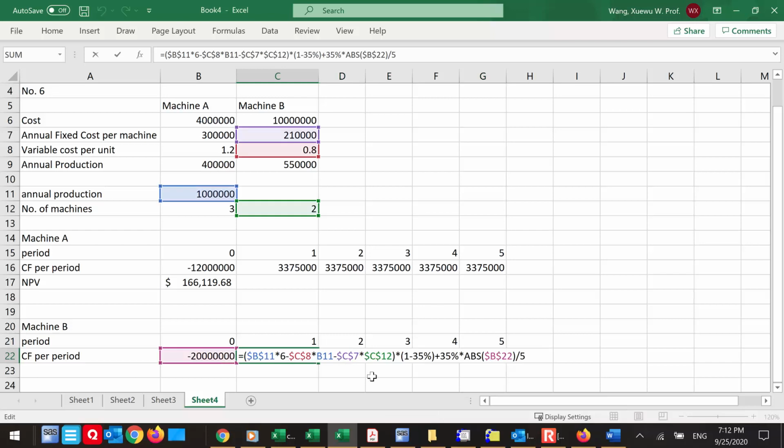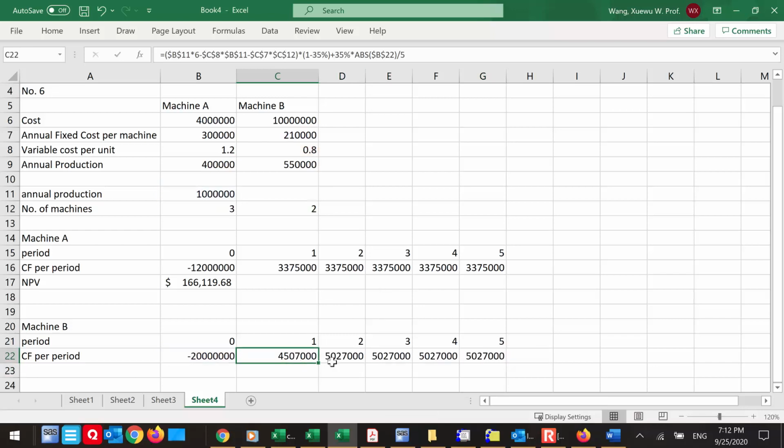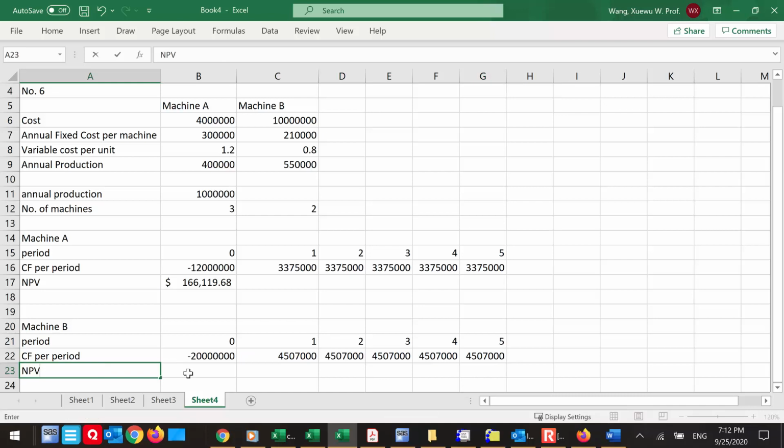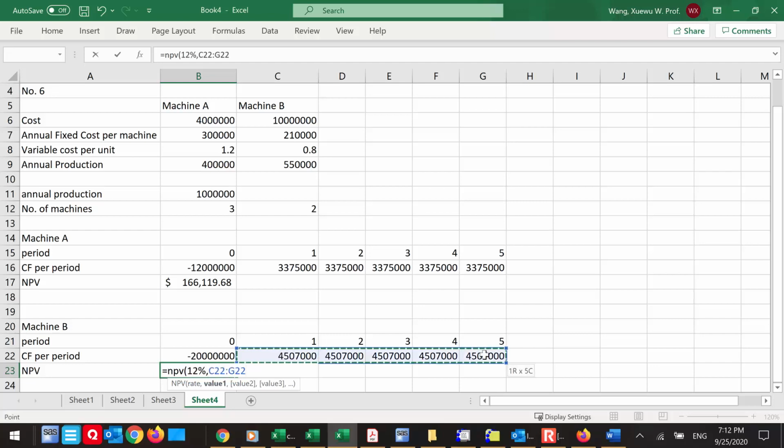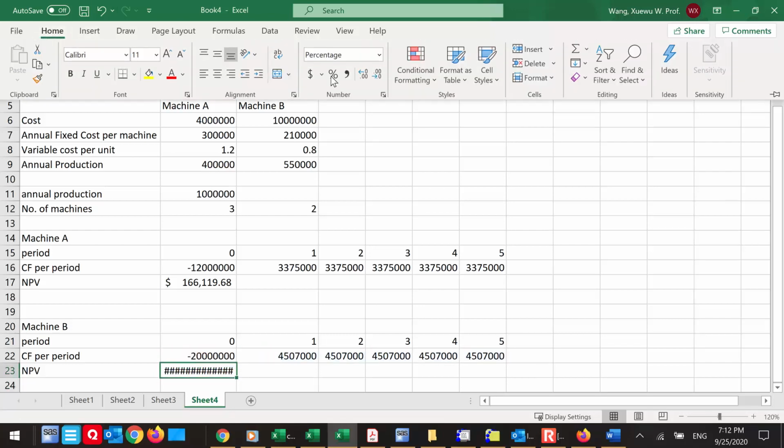Whoops, I think I made a mistake. There's a number here I need to lock down. B11. B11 is the number of units. Okay, all right, so I need to lock these down here, and I should copy this across. Okay, all right, so now we can actually get the NPV for machine B. All right, so the discount rate is still 12%, and I'm taking all these future cash flows and putting back the initial investment. All right, so this number again is negative $1.